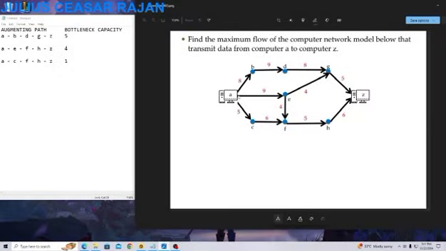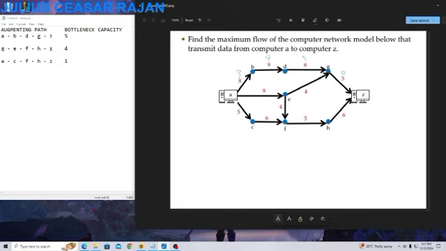Need to augment paths to check. So the first path I use is the A to B to D to G to Z, which is this one. And then to get the bottleneck capacity, you need to pick the lowest number out of all. So 5. So this becomes 0, this becomes 3, this becomes 4, and then this becomes 3 as well. After that, we need to find another path since there are still paths left.